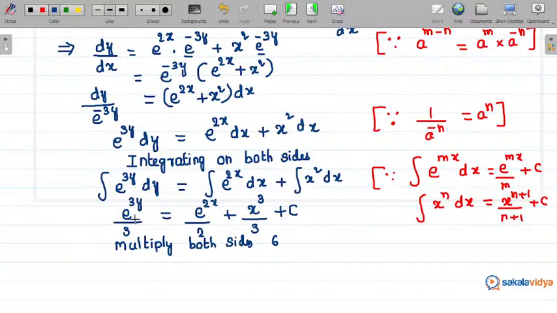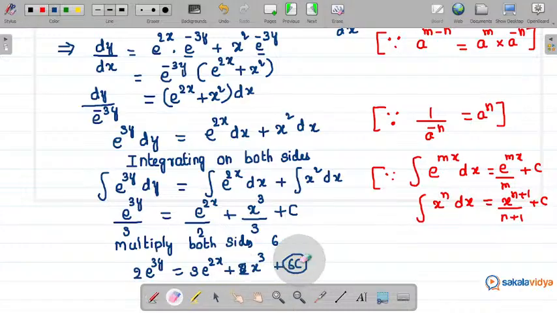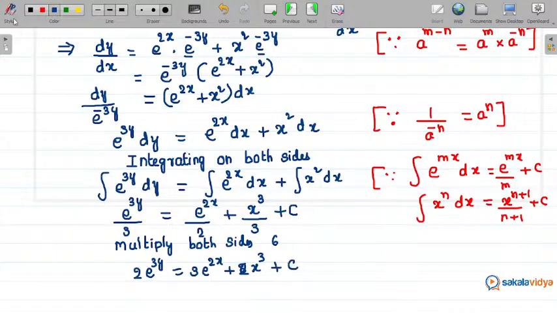So, then we get 6 into e power 3y by 3, that is 2e power 3y, equal to 6 into e power 2x by 2, that is 3 times e power 2x, plus 6 into x cube by 3, that is 2x cube, plus 6c. This 6c we can write as c itself only. So, instead of writing 6c, now we can write that as plus constant of integration. So, the terms can be rearranged.